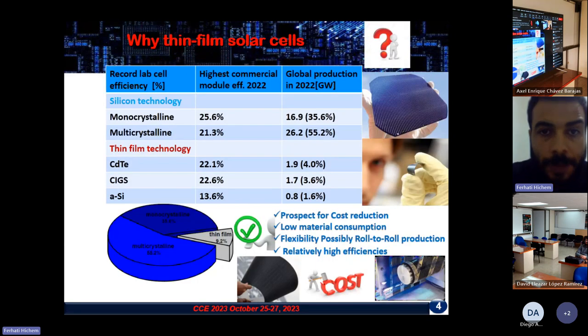The main question is why use thin film solar cells? So we can see from this table that the silicon technology dominates the market with 25.6% of efficiency, offering a high power of 16.9 gigawatt. On the other hand, thin film technology can offer 22.6% with 1.7 gigawatt for the module power. Basically, thin film technology gives prospects for cost reduction, low material consumption, flexibility using roll-to-roll production, and relatively high efficiencies.